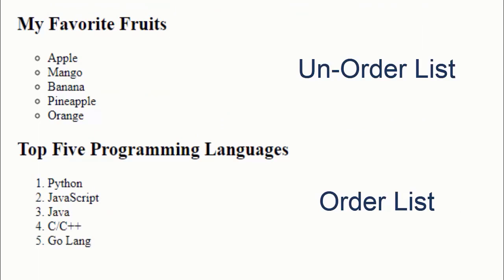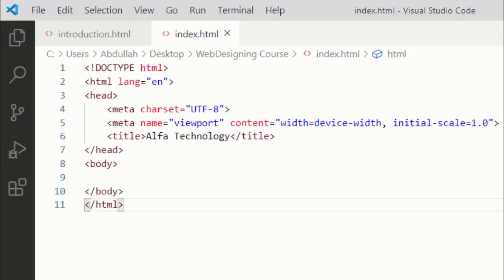In HTML we have two types of list, ordered list and unordered list. So now in this example we will see how we can create ordered list and unordered list, and we will also see why we actually need to create a list.